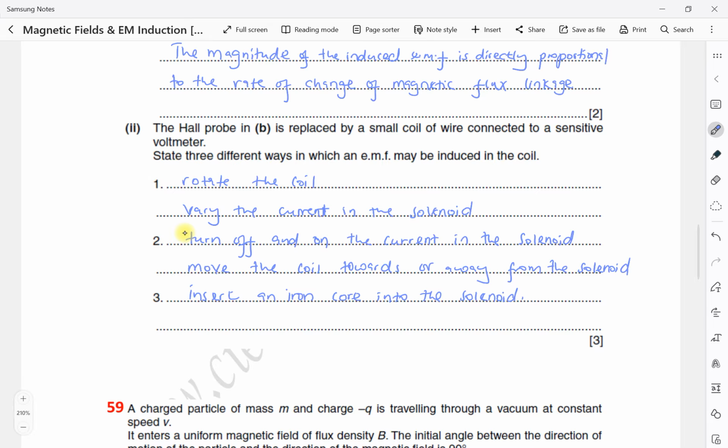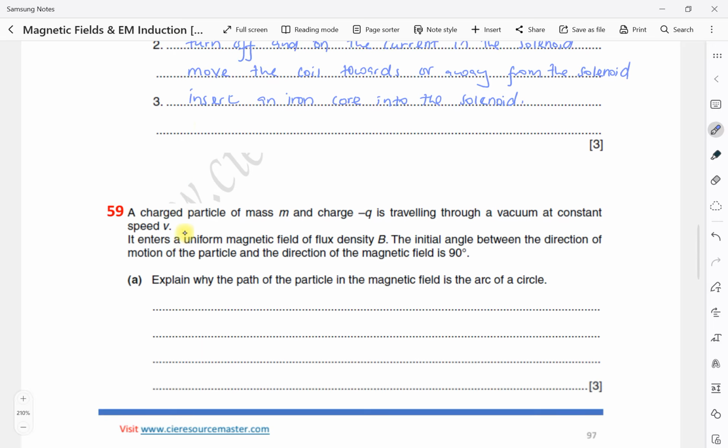Even though the current in the solenoid is constant, inserting an iron core makes the magnetic field around the iron core, around the solenoid, rapidly grow. So all the above result in a change in magnetic flux linkage, of magnetic flux linking the coil. Thus, an induced e.m.f. is going to be generated in accordance with Faraday's law.